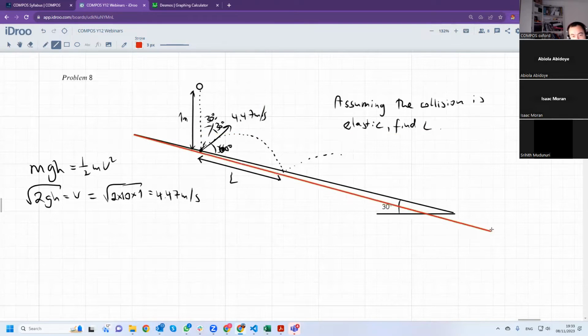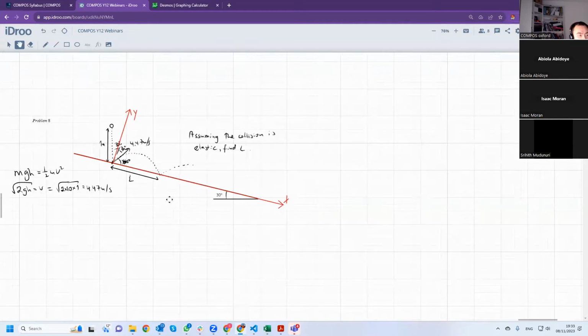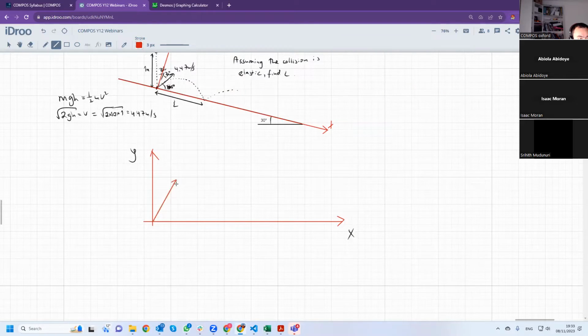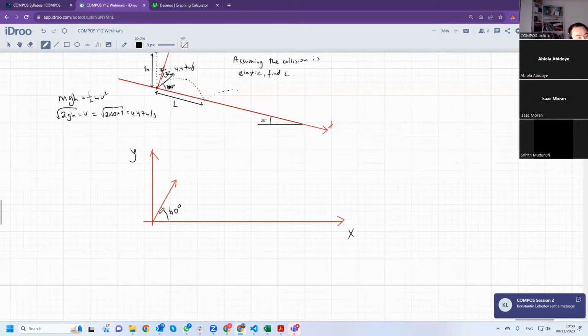And then you draw the coordinate axes. Very importantly, you draw the coordinate axes like this, x, and like this, the y is perpendicular. And then you just redraw the whole thing like this, the y-axis, the x-axis, and then you have the ball launching at an angle of 60 degrees. And you need to know where it lands.